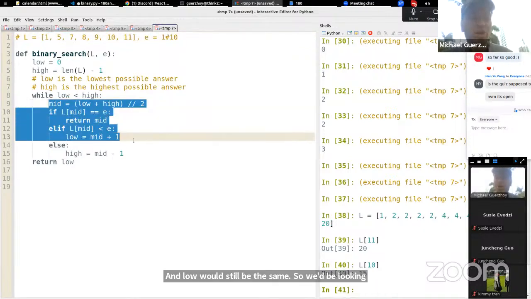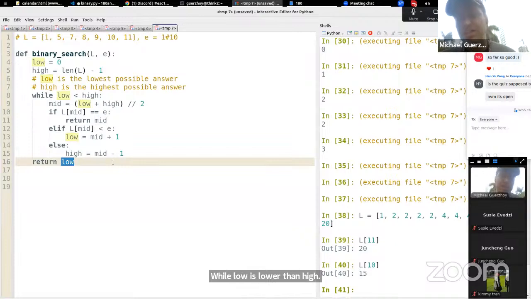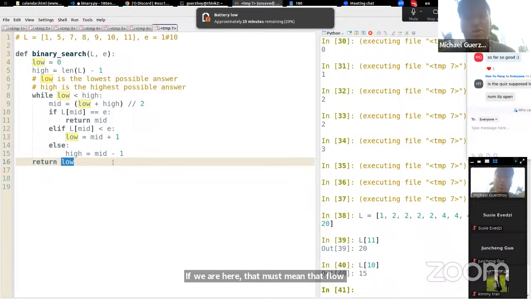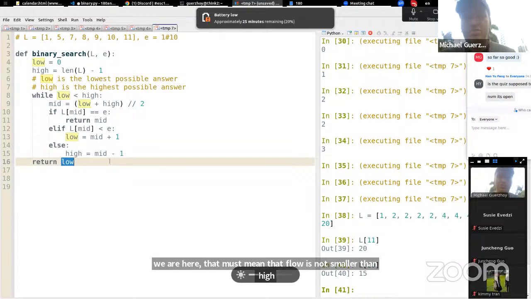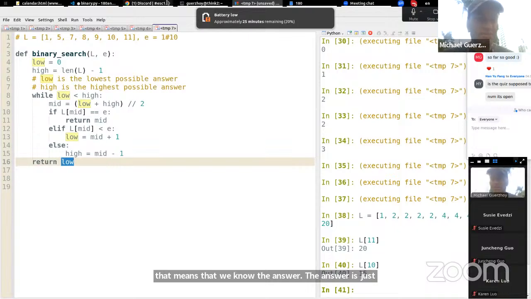And we keep going while low is smaller than high. If we're here, that must mean that low is not smaller than high. So that means that we know the answer. The answer is just low. Make sense?